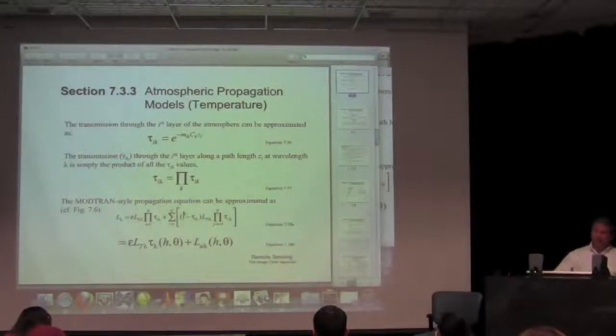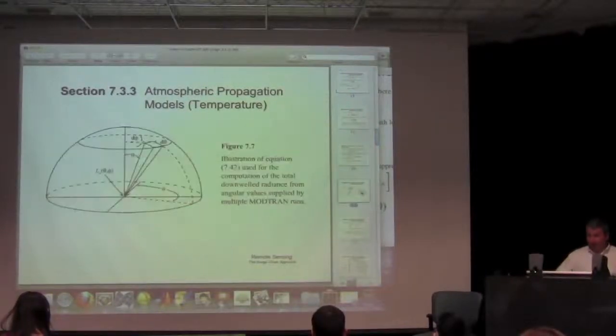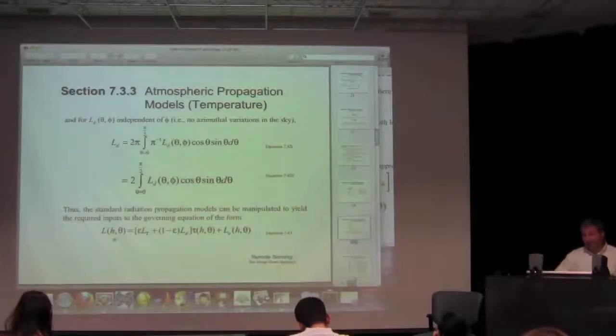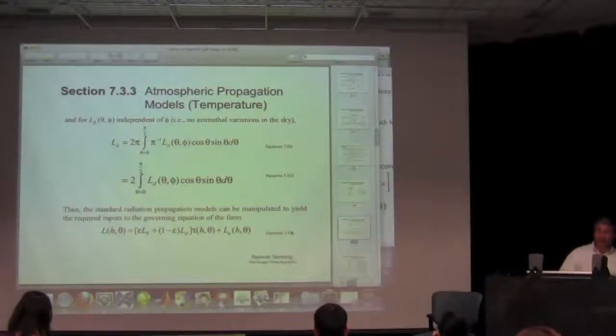So this was to get tau and LU. You can assume black bodies and do that, and then turn the sensor around, get LD, and then you finally have enough information to solve the equation. No, it's not until this point that you can solve it, unless you have a black body, because then this term just goes away.